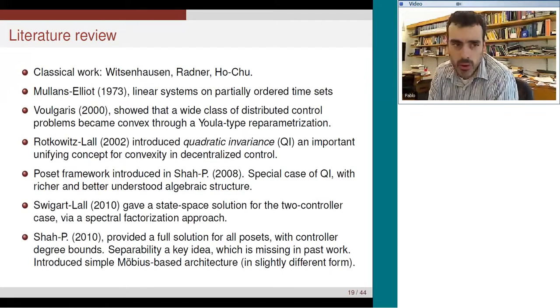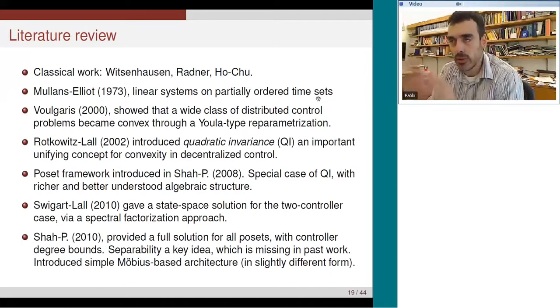There's a lot of related work that people have done before in the area of decentralized control. Let me mention the things that are more closely related to what we did. There's a very nice old paper of Mullans and Elliott where they look at linear systems over partially ordered time sets. The idea is that you consider a linear system where time is not the usual linear chain, but we may think about branching time or more complicated notions of time. It's very compatible with the kind of things that we're doing.